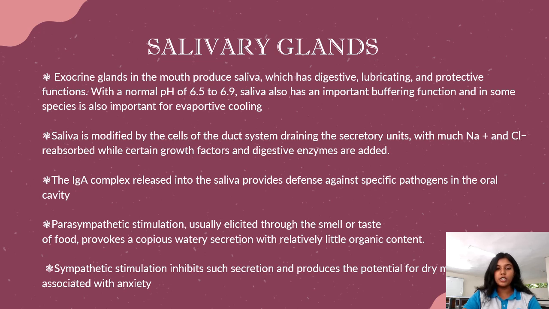Parasympathetic stimulation, usually elicited through the smell or taste of food, provokes a copious watery secretion with relatively little organic content. Sympathetic stimulation inhibits such secretion and produces the potential for dry mouth, often associated with anxiety.